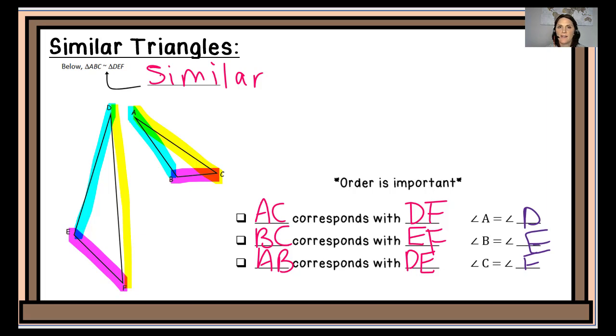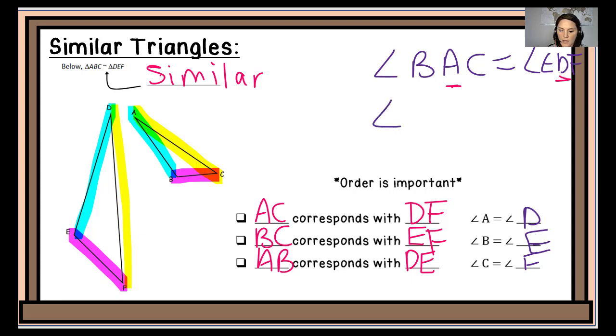We could also write our angles with three-letter notation, and the angle that we're referring to would be in the middle. So for example, I could say that angle BAC is equal to angle EDF. And again, the angle that we're looking at is the letter that's in the middle. So the A and the D correspond. So I could do that for all three of the angles.